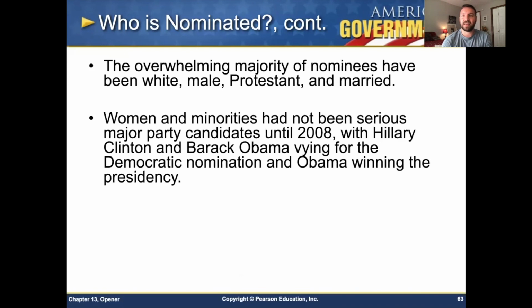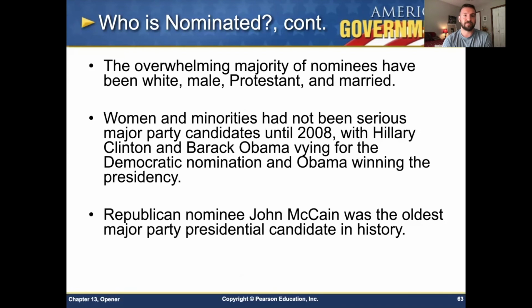Women and minorities had not been serious party candidates until 2008, when you had Hillary Clinton and Barack Obama going for the Democratic nomination. Obama won the nomination, and then he won the White House as well. And then you go back to 2016. Hillary Clinton won the nomination and came just about 11,000 votes short of winning the Electoral College. Republican nominee John McCain was the oldest major party presidential candidate in history until 2016, when Donald Trump won the White House at 70 years old.